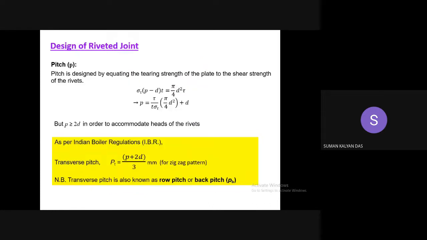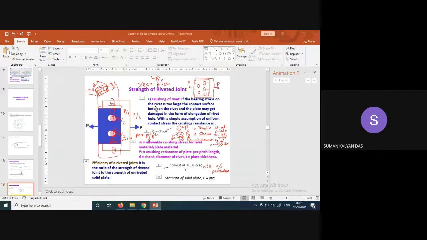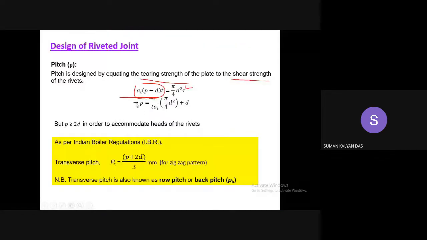Next, once the diameter of the rivet is known, you can go for calculation of the pitch. Pitch you can get by equating the tearing strength of the plate to the shear strength of the rivet. So this is the tearing strength equation, and this is the shear strength of the rivet. By equating these, you can get this expression. So from here you can get the pitch.